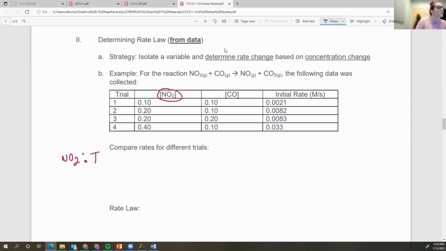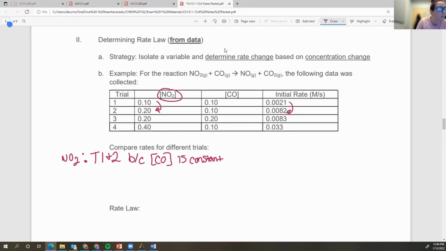So I'm actually going to use trials 1 and 2, because in trials 1 and 2, the CO concentration stayed the same. Okay, so I only want to change NO2. So I'm using trials 1 and 2 because CO is constant. And you don't have to write that every time, but it's good for your notes. So I'm going to compare the rates, from here to here, and I'm going to compare what I did to the concentration.